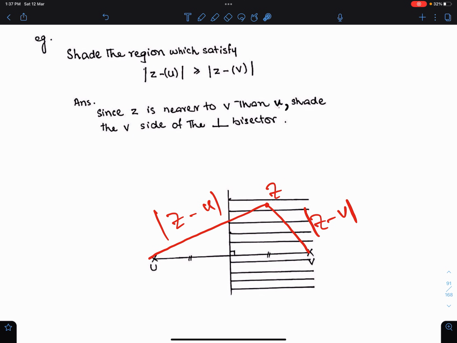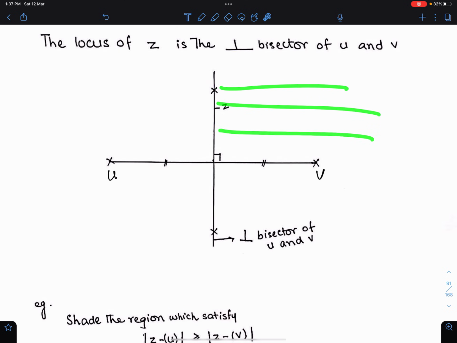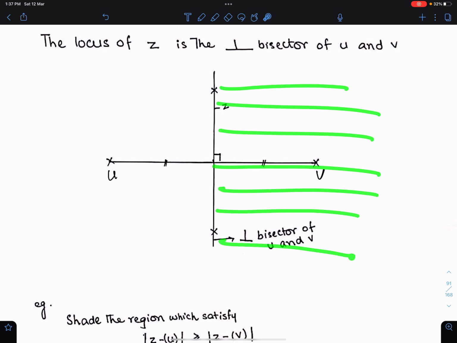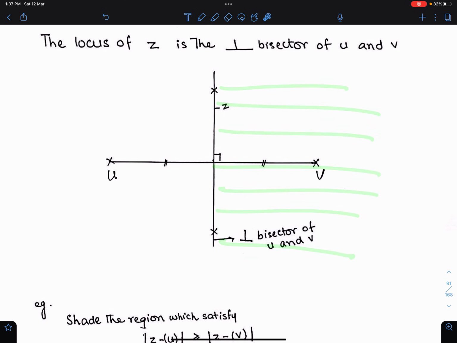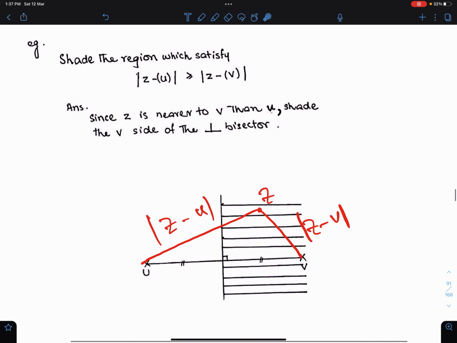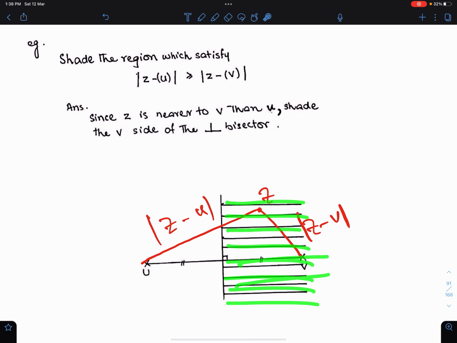Shade the region which satisfies this inequality. According to this inequality, z is nearer to v than u. So you have to shade this side of the bisector, the v side of the bisector. You can understand this concept through this example. If z is here, then the z minus u distance is greater than the z minus v distance. So if z is anywhere in this region, then this inequality will always be verified.